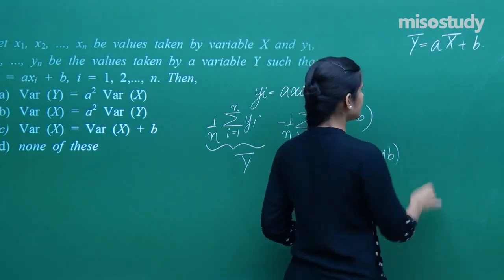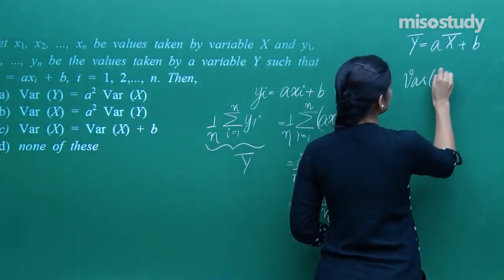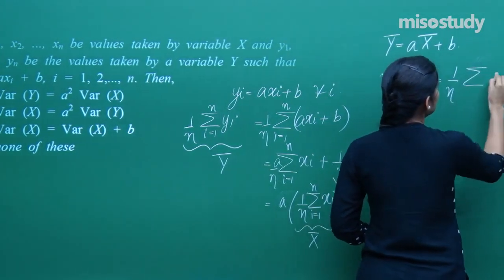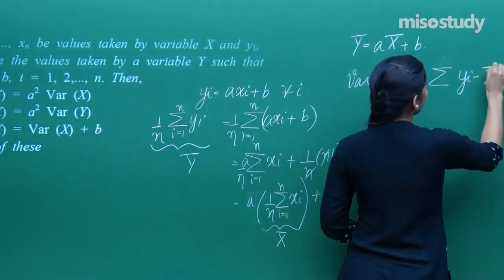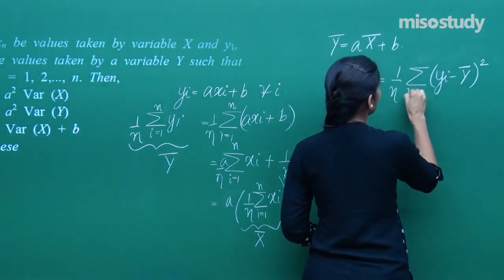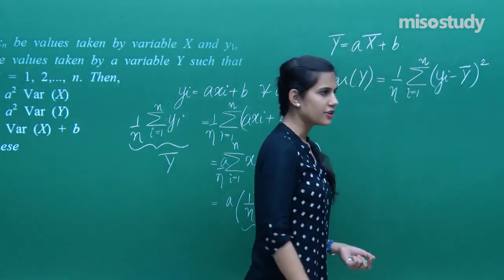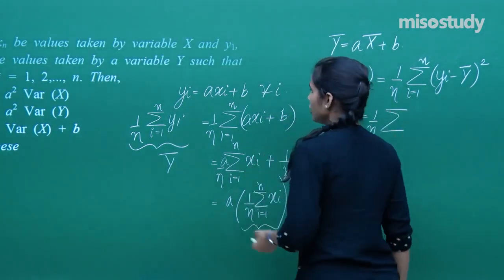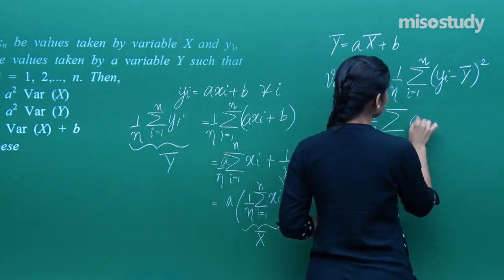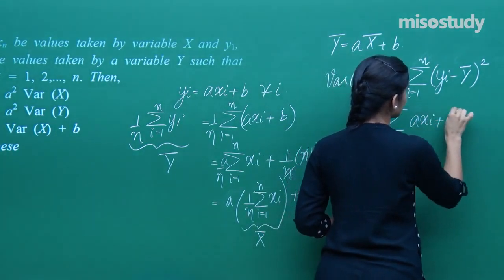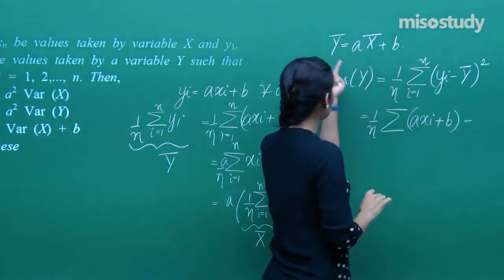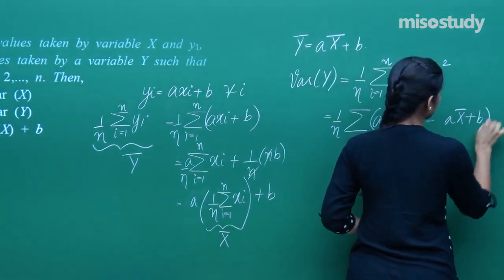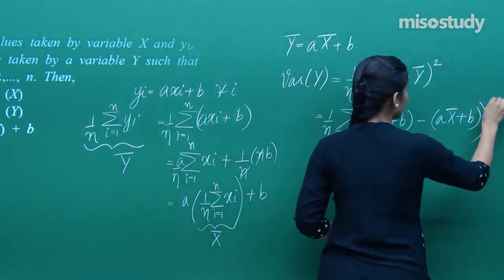Question is about the variance. What is the variance of the random variable y? It is 1 by n summation yi minus y bar whole square, i running from 1 to n, right? This is equal to 1 by n summation. What is yi? Yi is given as axi plus b, minus y bar. Y bar is a x bar plus b, whole square.